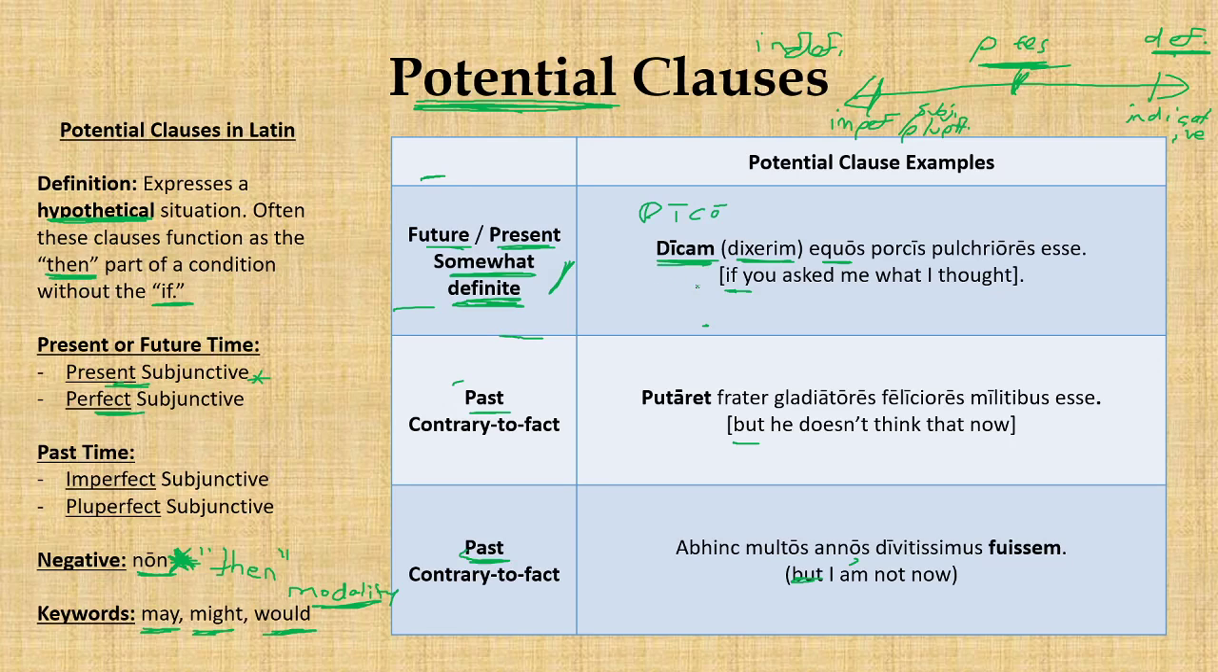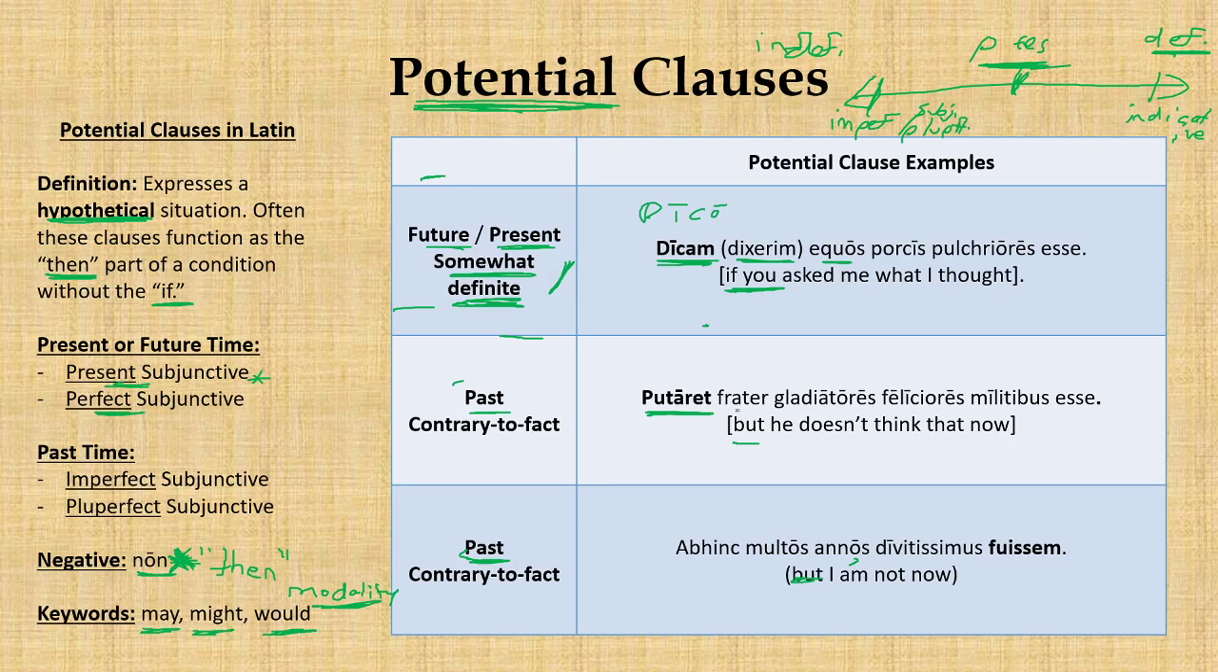And also I added this hypothetical part as well, the if part of the condition. You could say maybe, if you asked me what I thought, I would say that yada, yada, yada. So, all right. And then I want to look at a couple more examples of our imperfect subjunctive and pluperfect.